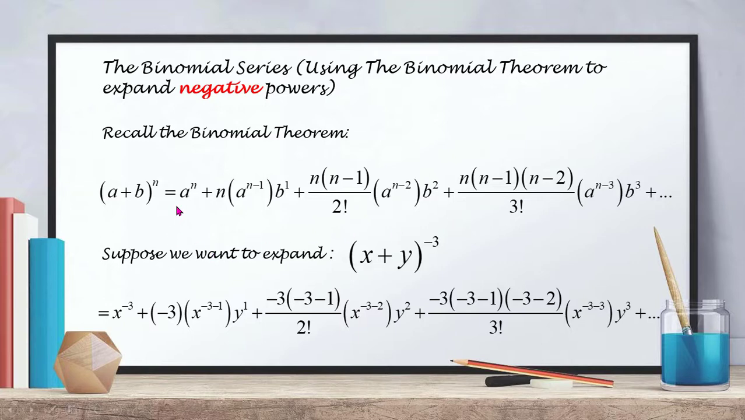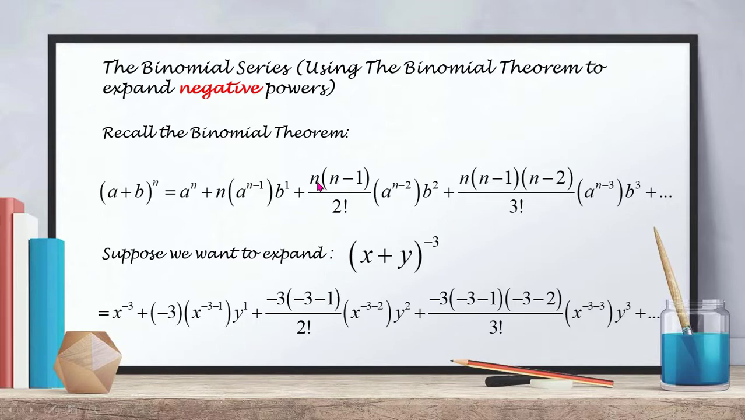So here we're going to have x raised to the power minus 3, which is that one. Then n is negative 3, so we're going to have negative 3. A is x, n minus 1 is negative 3 minus 1, so we have x to the negative 3 minus 1 there, and our b is y raised to the power 1, and so on and so forth.